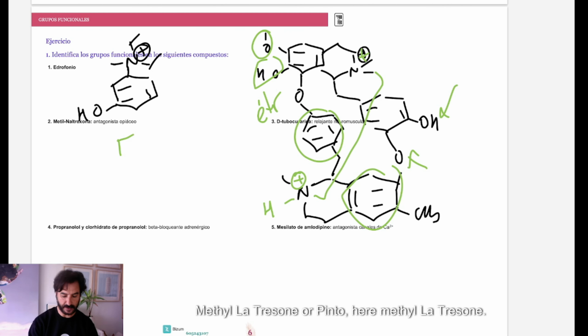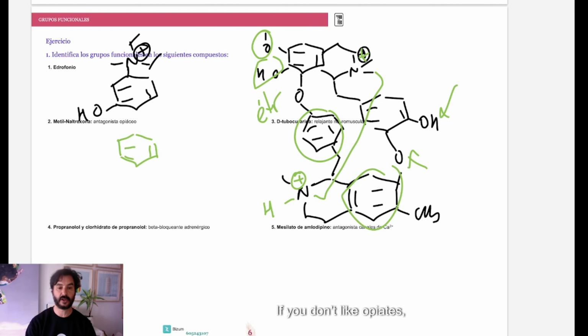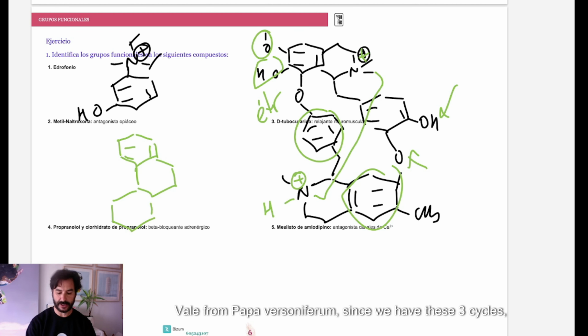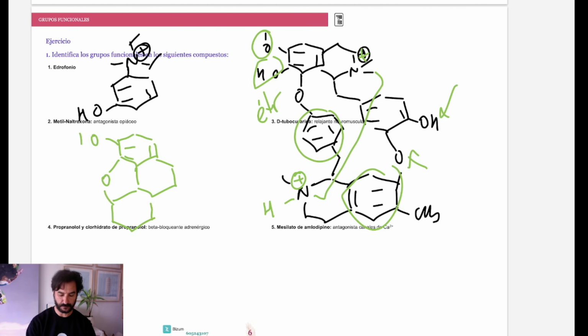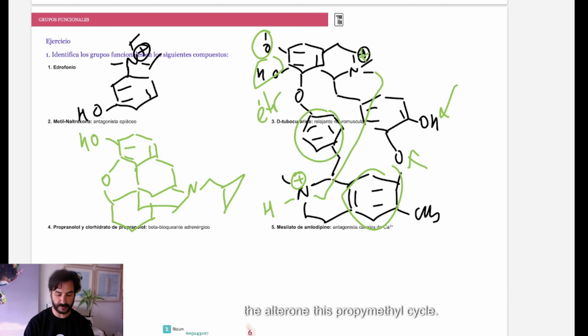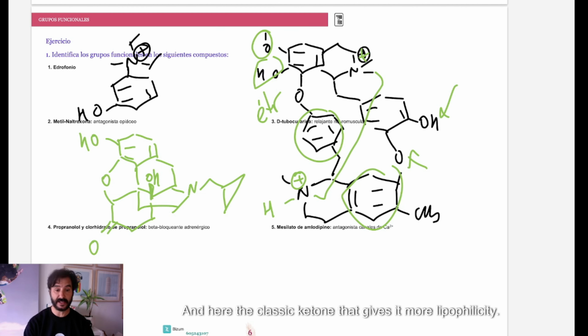Methylnaltrexone, here methylnaltrexone. If you know opiates, it has a characteristic opiate structure, like morphine, which is a complicated structure, obtained from Papaver somniferum. We have these three cycles, a ether ring, a phenol, and here a 6-membered ring of the piperidine type, with a typical antagonist radical such as naloxone, naltrexone, this propyl methyl cycle. And then an H in 14 that we can see painted in other ways. And here the classic ketone that gives it more lipophilicity.